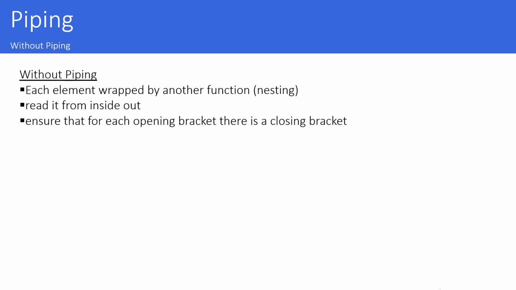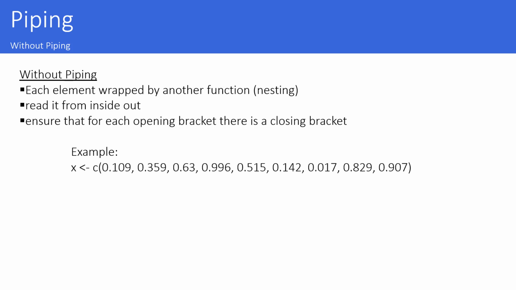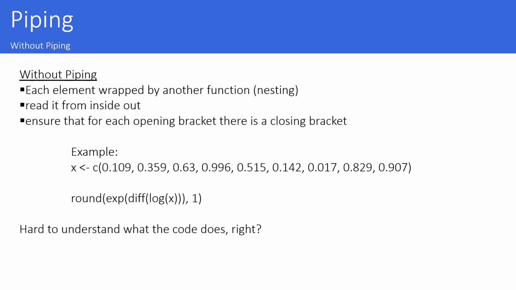This is very hard to read and very error prone because you need to add a closing bracket for each opening bracket. Take a look at this example. We at first create a vector with certain values, and now we perform some analysis with this data. And this is quite hard to understand, right? You need to read it starting from the inside and going to the outside. First, x is passed to the log function, then the differences between all elements are calculated, and then the exponential function is applied. And finally it is rounded with a precision of 1 decimal place.